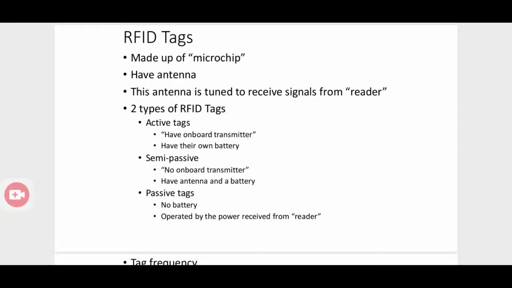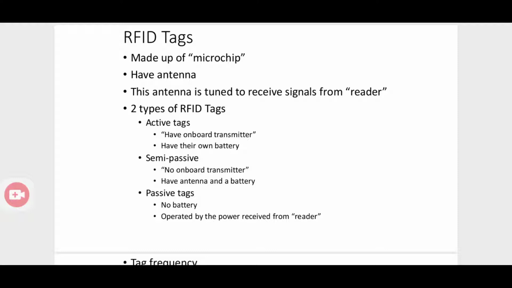That is actually semi-passive. The active tag contains an onboard transmitter and has its own battery system. But in the case of a passive tag, there is no battery, and it is operated by the power received from the reader. Whenever the reader is active, the passive tag is also active because it can receive the power from the reader. But there is an intermediate tag, that is semi-passive. It has no onboard transmitter but has an antenna and a small battery.